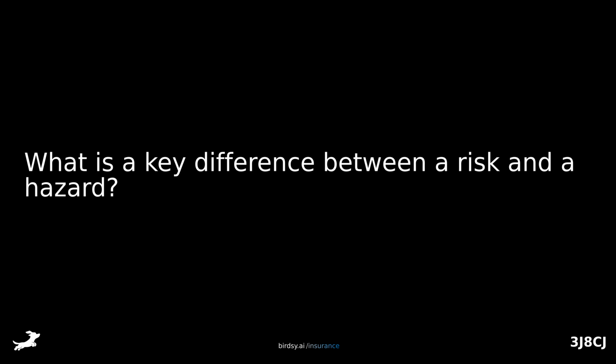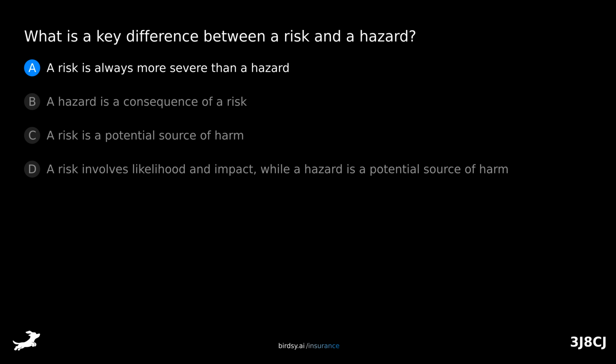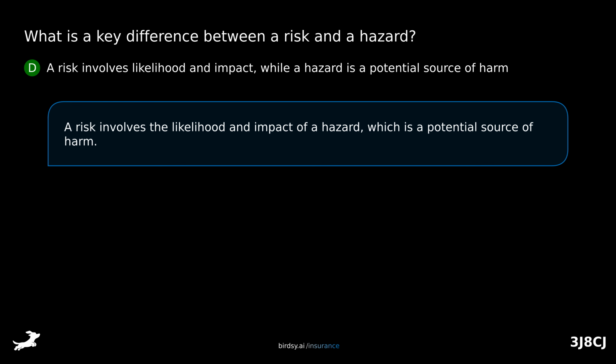What is a key difference between a risk and a hazard? Is it A, a risk is always more severe than a hazard, B, a hazard is a consequence of a risk, C, a risk is a potential source of harm, or D, a risk involves likelihood and impact, while a hazard is a potential source of harm? The answer is D. A risk involves likelihood and impact, while a hazard is a potential source of harm. A risk involves the likelihood and impact of a hazard, which is a potential source of harm.